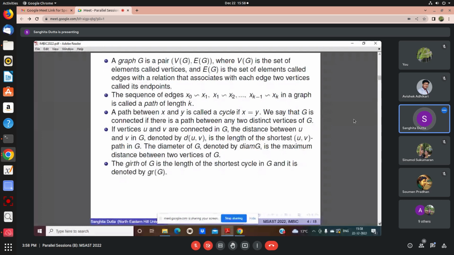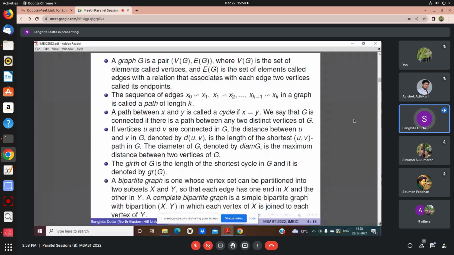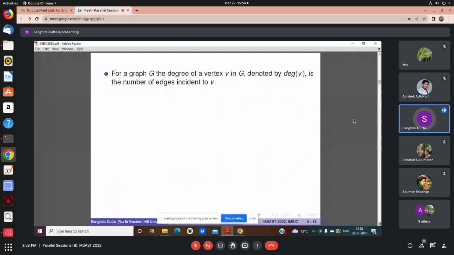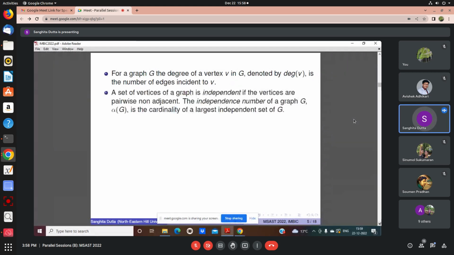A bipartite graph is one whose vertices can be partitioned into two subsets X and Y so that each edge has one end in X and the other in Y. A complete bipartite graph is a simple bipartite graph with bipartition X, Y in which each vertex of X is joined to each vertex of Y. For a graph G, the degree of a vertex v in G, denoted by deg(v), is the number of edges incident to v. A set of vertices of a graph G is independent if the vertices are pairwise non-adjacent.